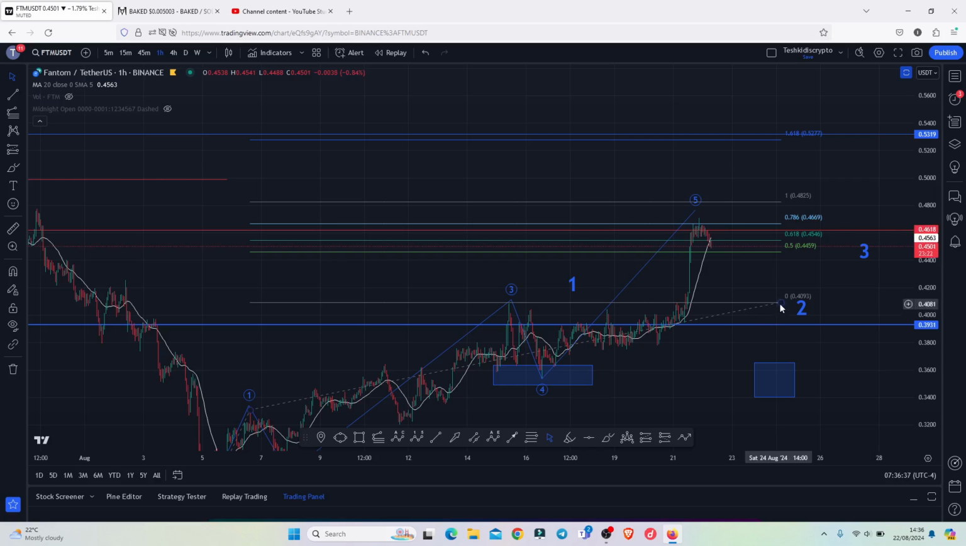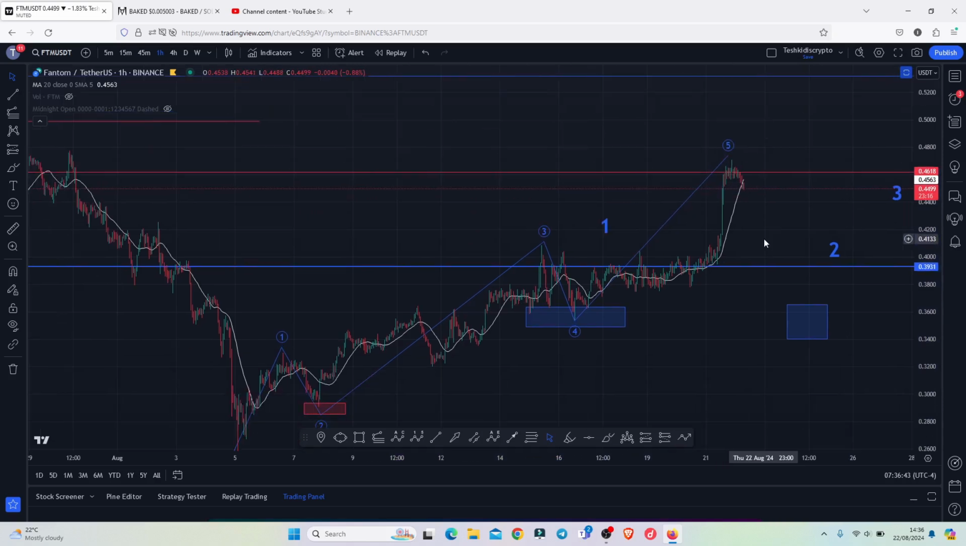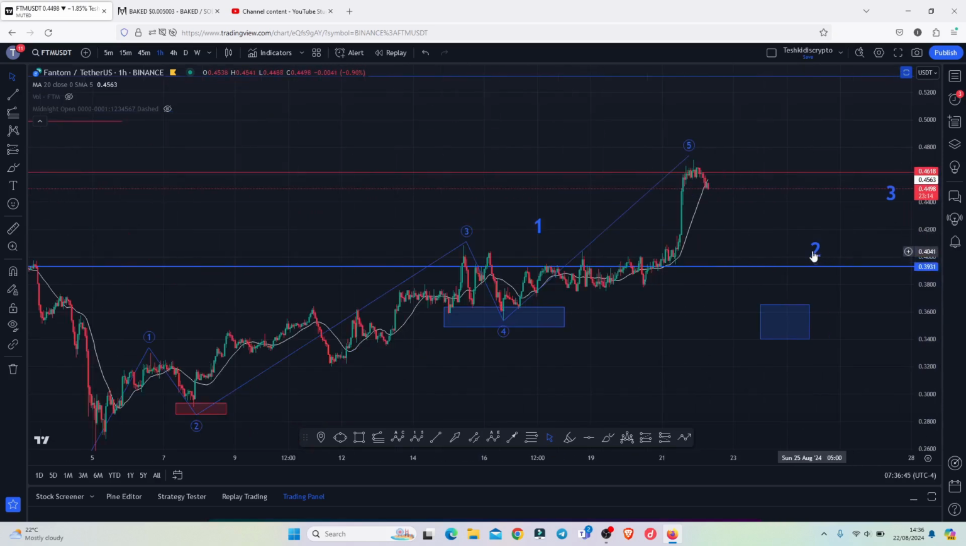But also remember that there are high chances that we have now picked in this 5-wave structure, and it's now time for us to see a bit of a corrective structure in the formation of these larger negative count 2. So that is the price action that I'm expecting on the FANTOM chart for the next coming hours.